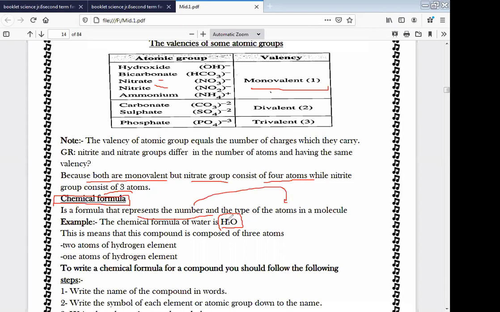Water, H2O, consists of 2 hydrogen atoms and 1 oxygen atom. So from this formula H2O, I know that the water consists of 3 atoms. Then I know the type of these atoms: 2 hydrogen and 1 oxygen. Understand? So the chemical formula is the formula that represents what? It represents the number of atoms in the molecule and the type. The number and the type.